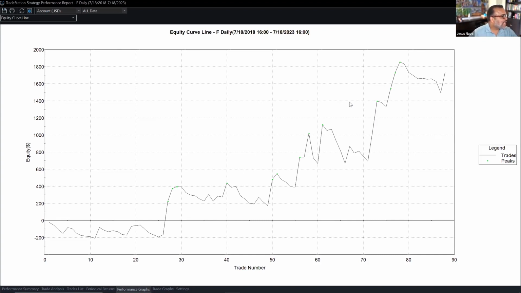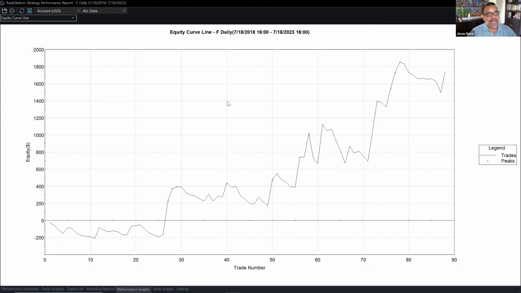Question from John. Did you keep the same strategy throughout this entire 5-year period? In this back test, yes, it is absolutely the same strategy. We're talking about the MACD and the MACD only. No risk management, no stop losses, no profit targets. This is just the MACD going back and forth, going long and short. So yes, it's the same strategy on the 5-year back test.